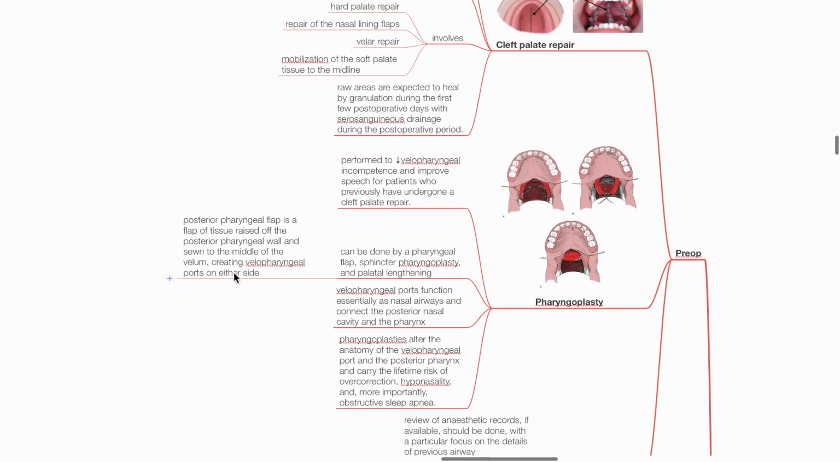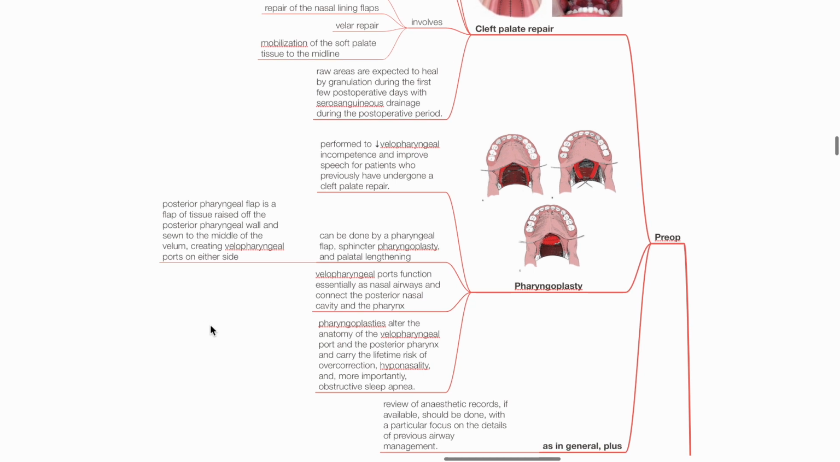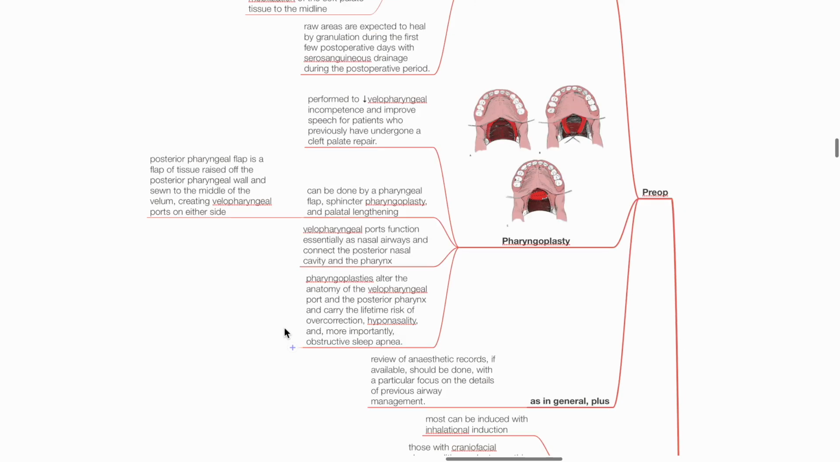Pharyngoplasty is performed to reduce velopharyngeal incompetence and improve speech in patients who have undergone cleft palate repair. It can be done by a pharyngeal flap, sphincter pharyngoplasty, and palatal lengthening. Velopharyngeal ports function as nasal airways and connect the posterior nasal cavity and pharynx. Pharyngoplasties alter the anatomy of the velopharyngeal port and posterior pharynx. These patients carry a lifetime risk of overcorrection, hyponasality, and OSA.